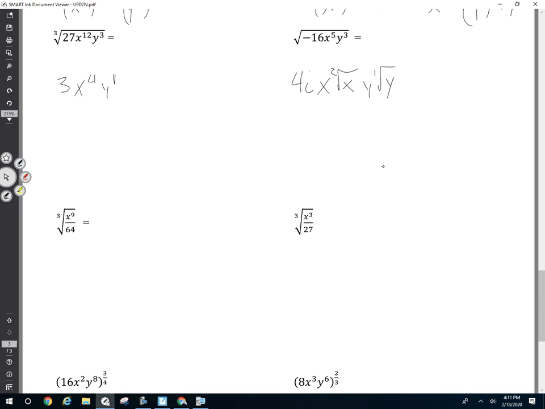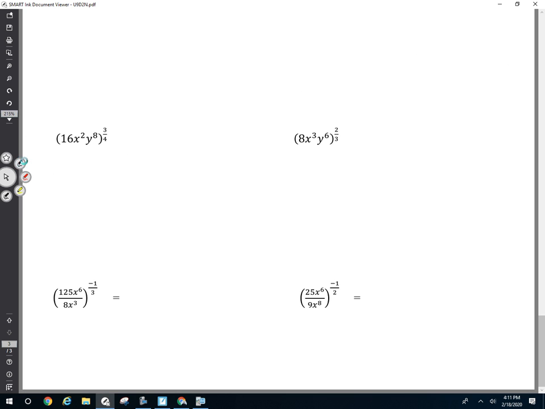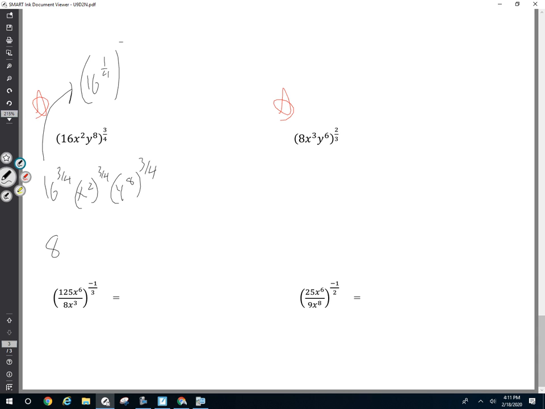Let's finish off with a couple like these. Fractional powers. Well, power to a power. Take everything to that power. Now, 16 to the 3/4 I know is 8. Why? Because I'm going to write this as 16 to the 1/4 cubed. I know that the 4th root of 16 is actually 2, and then 2 cubed is 8.